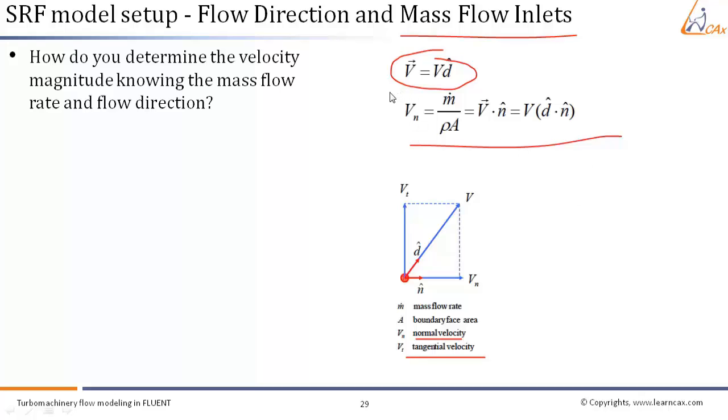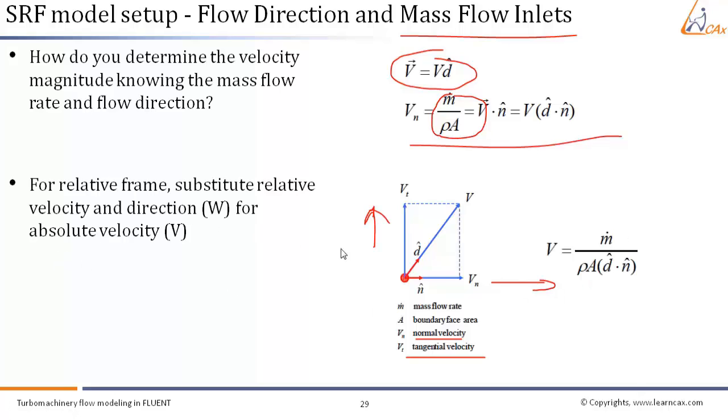So by definition, this is the normal velocity component, which is mass flow rate divided by the area. So this will be the normal component and this will be the tangential component. For relative reference frame formulation, we substitute the relative velocity and direction for absolute velocity.